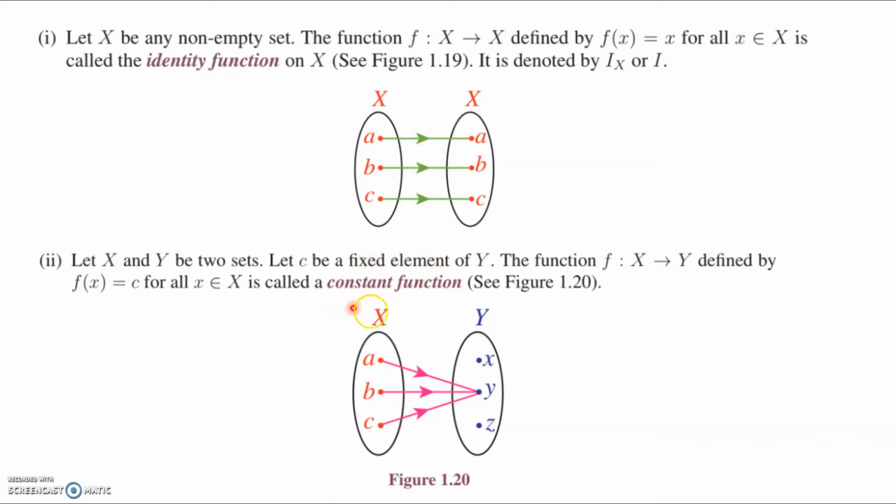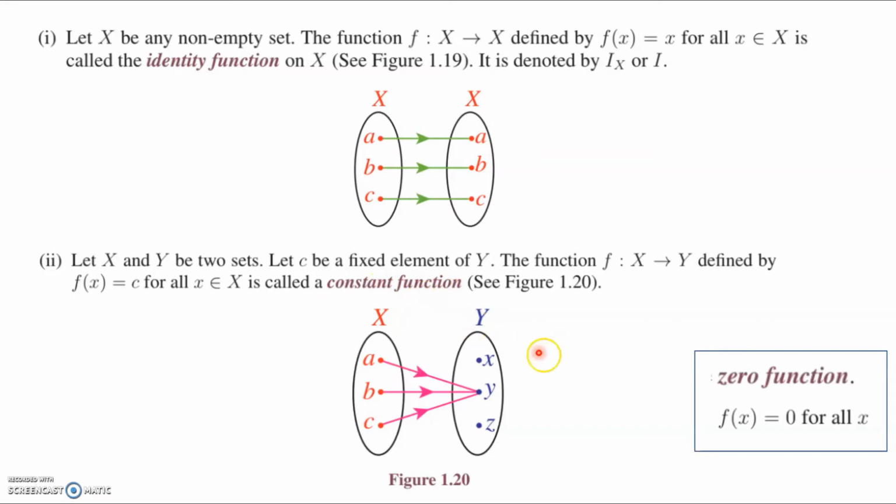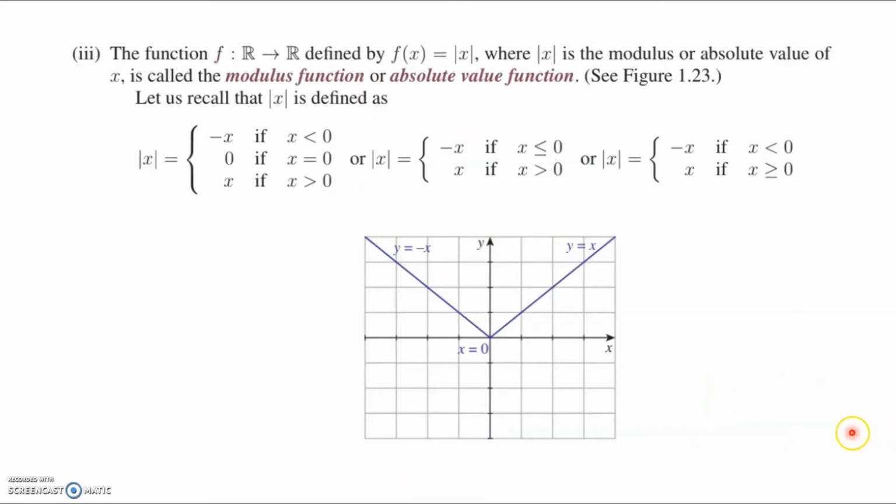Second is a constant function. I'll just quickly explain: if all the values of A have the same value in the range, like A has Y, B has Y, and C has Y, then for any input value you give in X, your answer is a constant. Such functions are called constant functions. And a zero function is f(x) = 0 for all x.